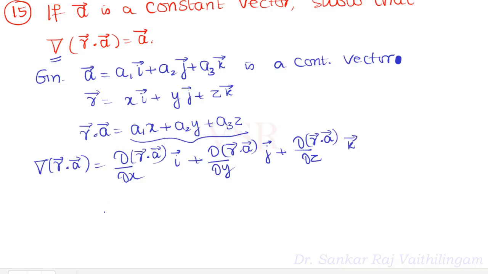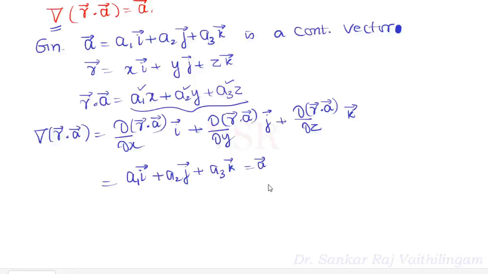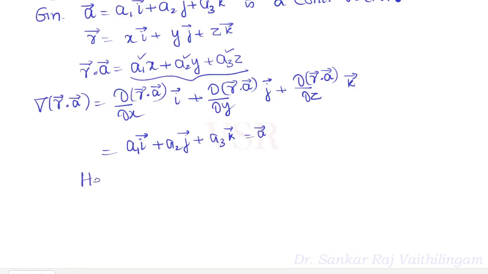If I differentiate this with respect to x, what do I get? Only a1. So a1 into i vector. When differentiating with respect to y, only this is obtained, so plus a2 j vector. Plus, when differentiating with respect to z, we have a3 alone, so a3 into k vector. So this is equal to a vector. Hence, del of r vector dot a vector is equal to a vector.